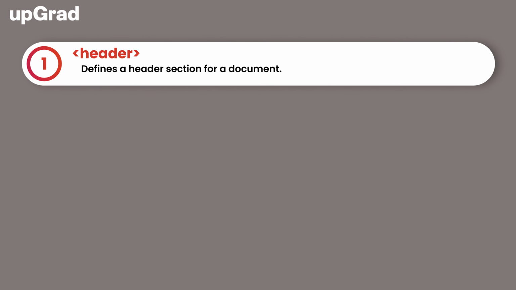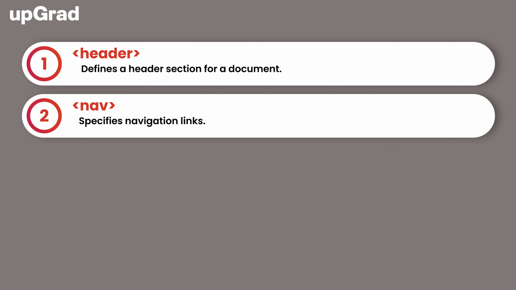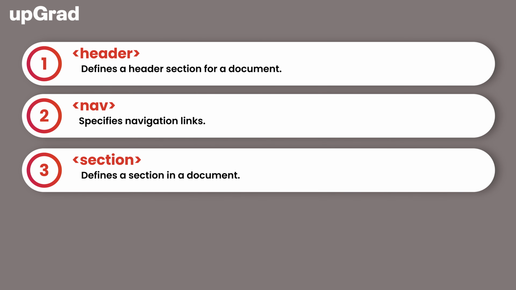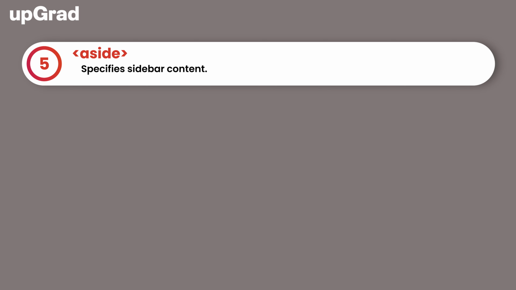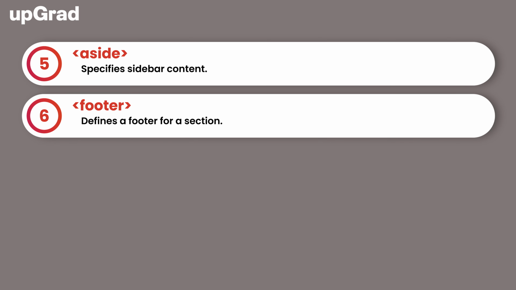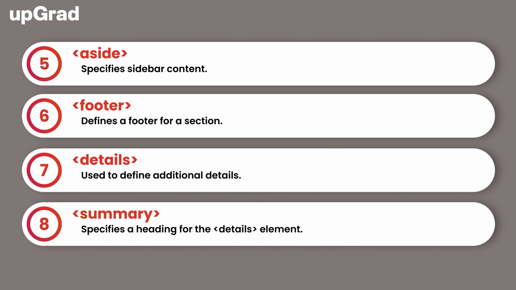Now let's see the key HTML layout elements. First, we have the header tag, which defines a header section for a document. Then, nav tag, specifies navigation links. Section tag, defines a section in a document. Article tag, defines independent content. Aside tag, specifies sidebar content. Footer tag, defines a footer for a section. Details tag, used to define additional details. Summary tag, specifies a heading for a details tag element.